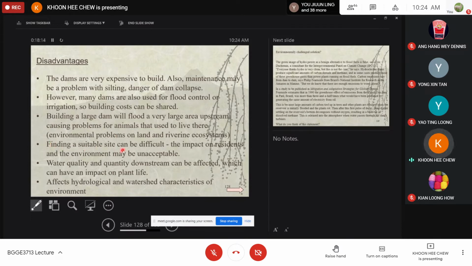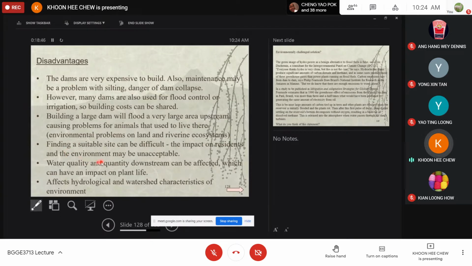Finding a suitable site can be difficult because you need a big area of land, and the impact on residents and the environment may be unacceptable. In China there was the Three Gorges Dam. It's a very big dam. When they built the dam, they relocated thousands of people. There were thousands of people living in that area, but because they needed that piece of land to build the dam, they relocated the people to another place. So this is quite a big project.